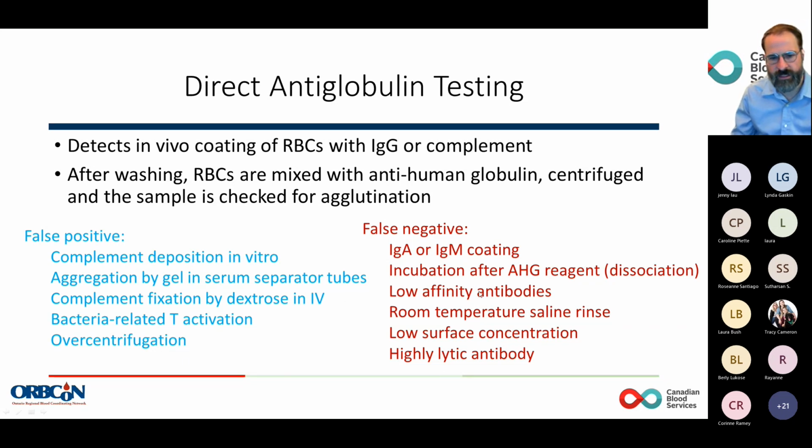On the other side, you can get false negatives for different reasons, and some of these are IgA or IgM coating the red cells. So these reagents, they're anti-IgG or anti-C3 specific. So if you had an autoantibody that was IgM or IgA subtype, and if it wasn't fixing complement like with the IgM, you could have a DAT that's negative, but there's actually an antibody coating the red cell.